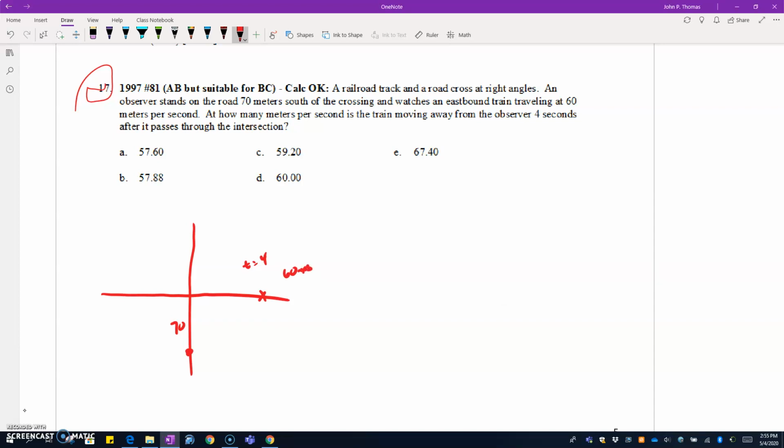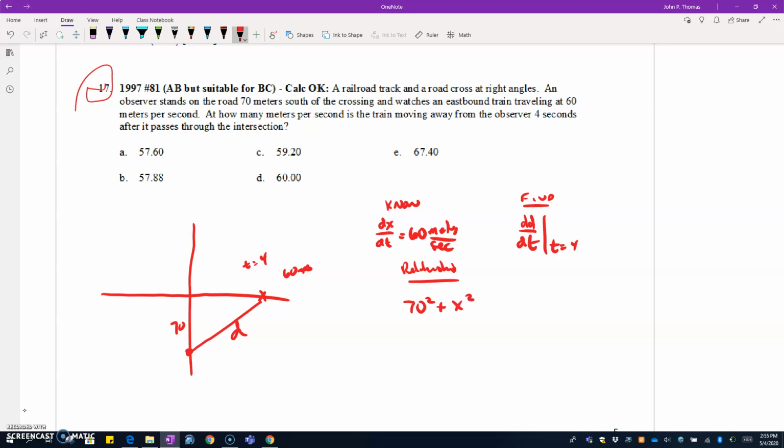So I'm going to do a know-find relationship, so we know that dx/dt equals 60 meters per second. Alright, we want to find dd/dt when t equals 4, and d is the distance here between the train and the observer. Alright, and then the relationship is Pythagorean in this one. So 70 squared plus x squared equals d squared.